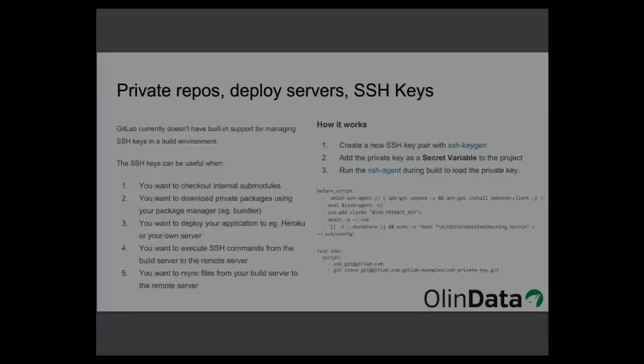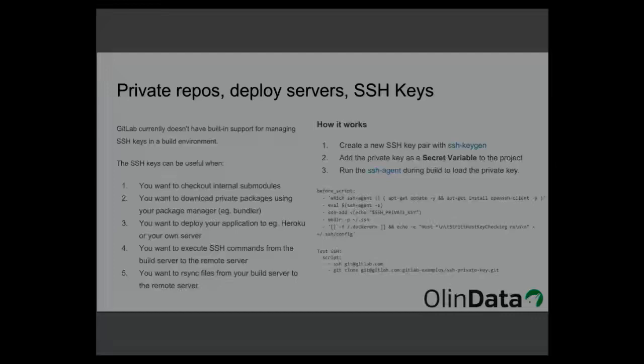How does it work? So first you create a new SSH key pair and add the private key as a secret variable inside the project. The public key you put here, and then in a before script before the job. So we have a very simple test job here that just SSHs to git at gitlab.com and then does a git clone, just simply to show how it works. It does a git clone of a private repository.